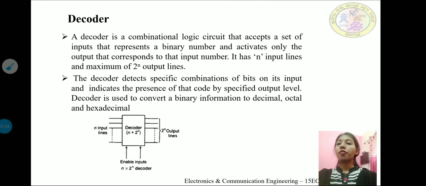Similarly, if the number of input lines is 3, the output lines are 8 and the decoder is represented as a 3 to 8 decoder. The main function of the decoder is to detect the specific combination of bits present on its input and indicate the presence of that code by the specified output level. The decoder is used to convert binary information into decimal, octal or hexadecimal form.